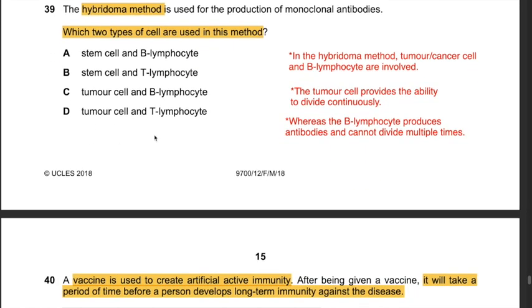Question 39. The hybridoma method is used for the production of monoclonal antibodies. Which two types of cell are used in this method? A. Stem cell and B lymphocyte. B. Stem cell and T lymphocyte. C. Tumor cell and B lymphocyte. D. Tumor cell and T lymphocyte.